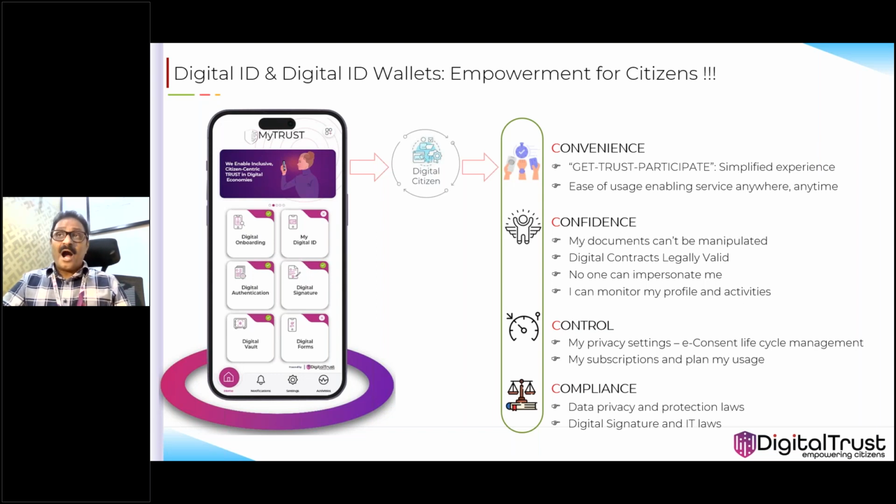So how do we give that confidence to the citizen that once I register myself in the ND, I will not get marketing calls? That's the confidence that a citizen should have. So it needs to be multi-stakeholder. One agency may be following that, but if there is a leakage in another agency, then it will not work. Therefore, any digital trust or digital ID and digital wallet initiative which cannot provide convenience, confidence, control, and compliance to the citizens, especially the control, my privacy settings.